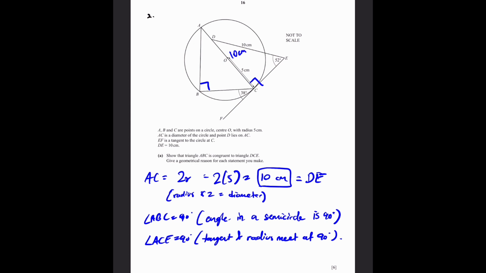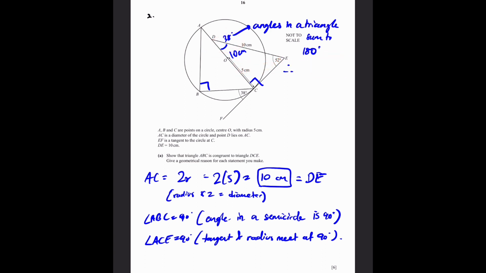Now, we need to find one more angle. And this is not the most complicated one, since we can see easily that angle CDE is 38 degrees, since angles in a triangle sum up to 180 degrees. This is 38 because 180 minus 52 minus 90 is 38. We get that over there.